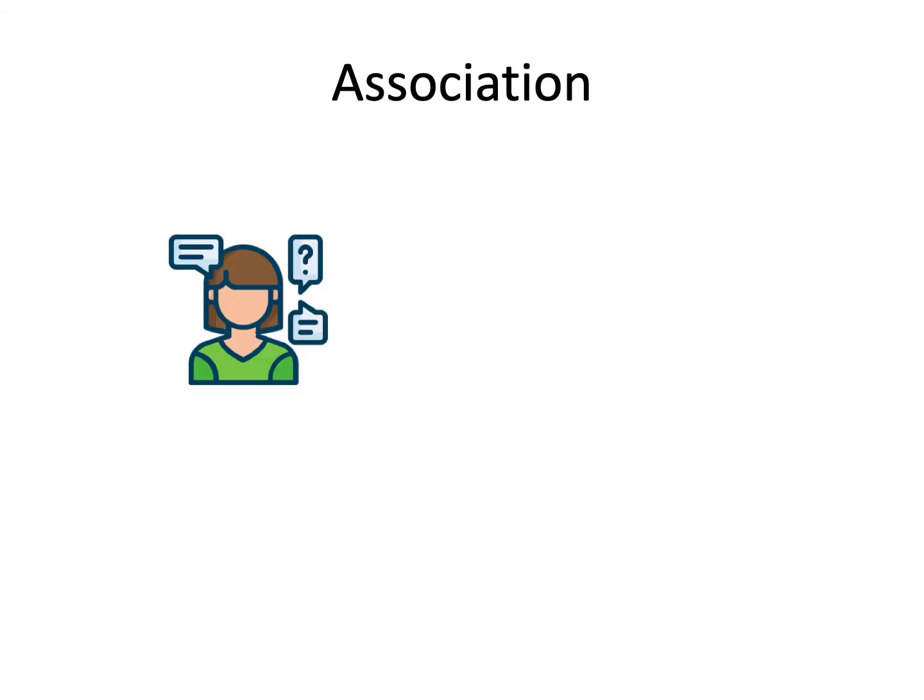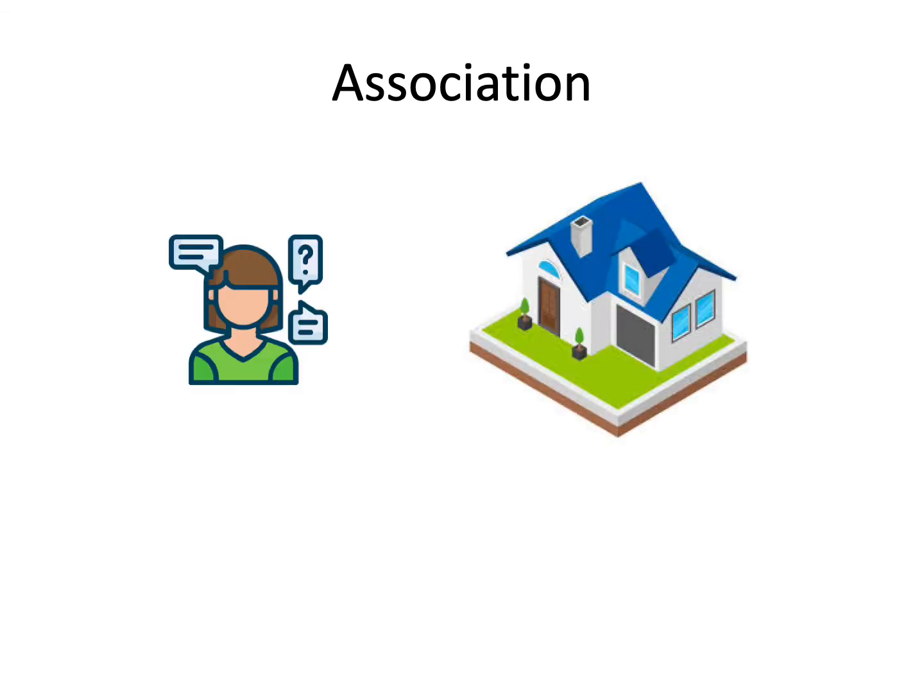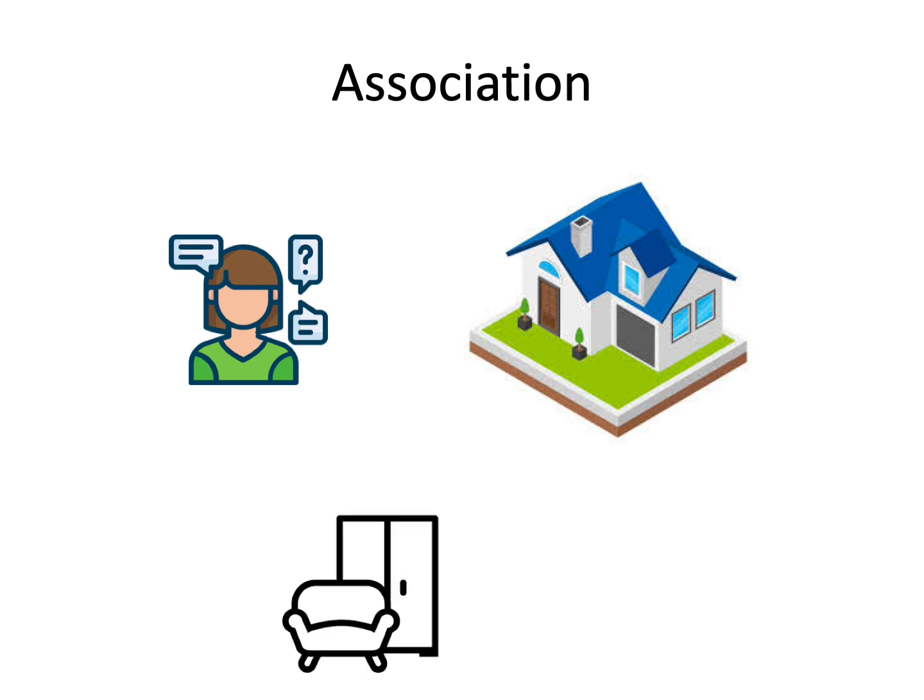And another one, association, finds out the relationship between two data points. For example, suppose we have a customer who has recently bought a house, and this customer who recently bought a house is most likely to purchase furniture. So it finds out the relation between two different data points.